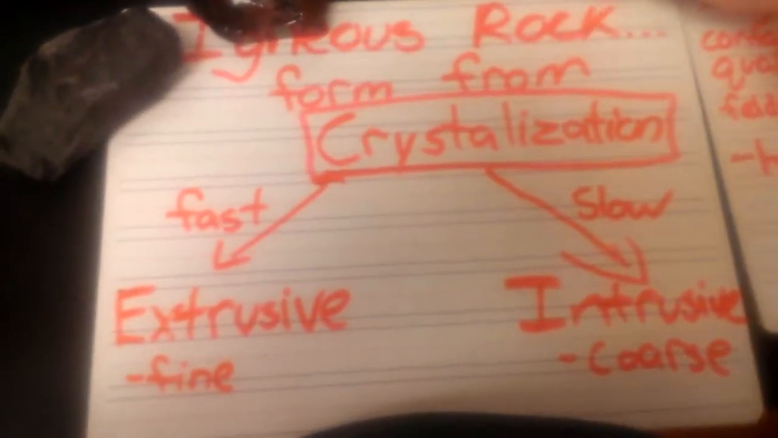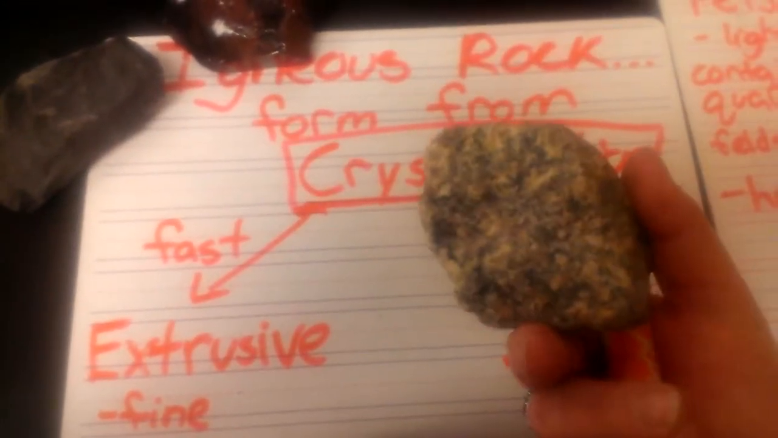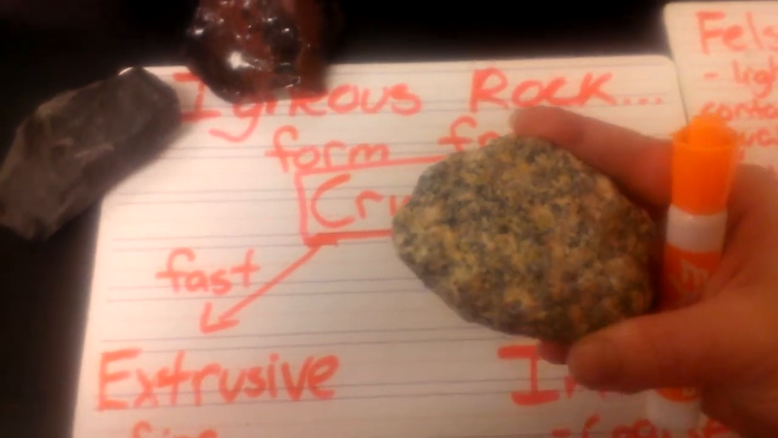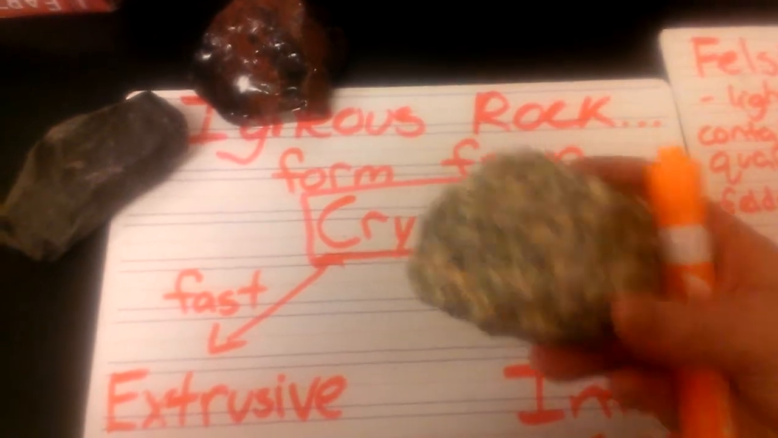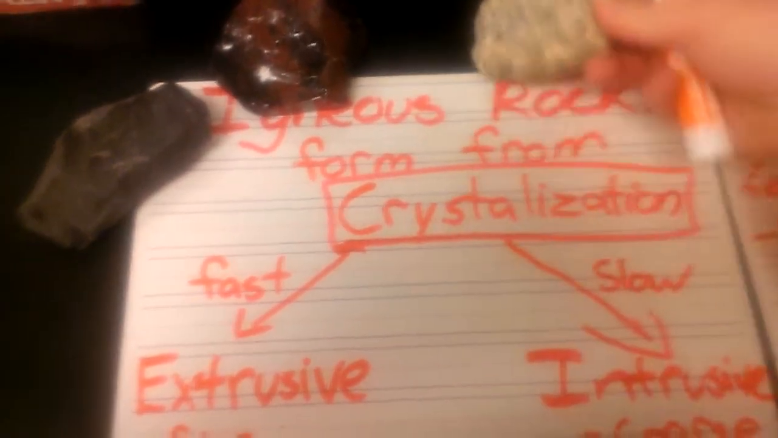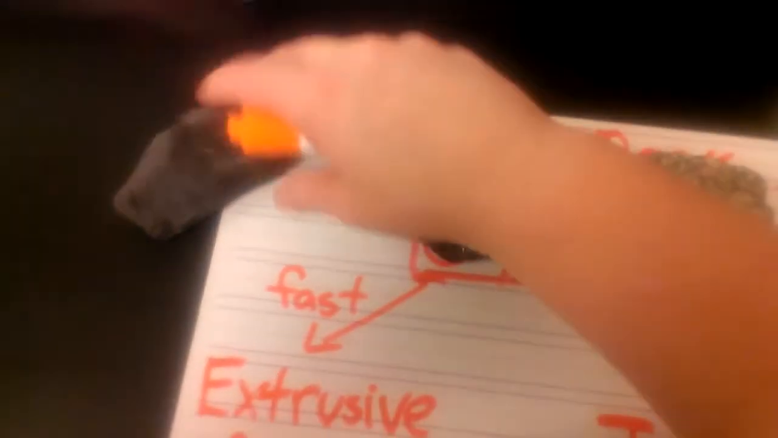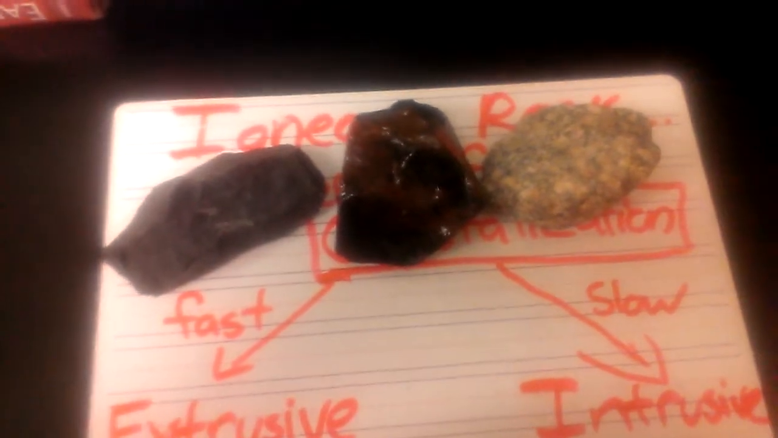Our intrusive igneous rocks have larger crystals. They're visible. In rocks like granite, shown here, you would see large crystals of black, white, and pink, signifying that it cooled below the surface at a much slower rate. Now, if we look at these igneous rocks, we see that there's a variety of colors. Color indicates what it's made of, or composition.